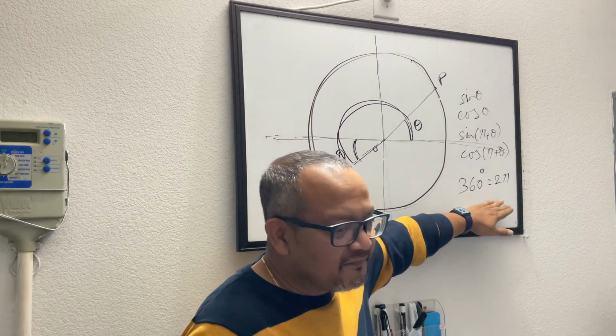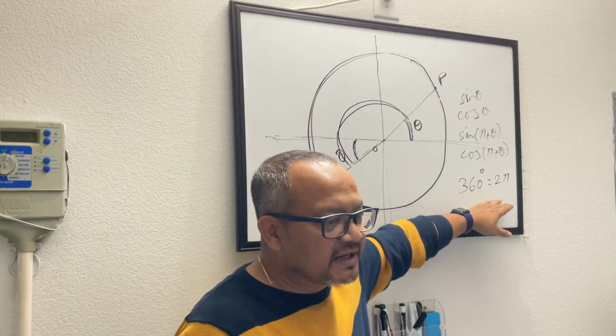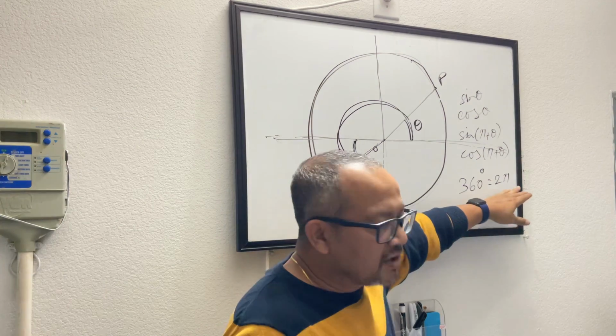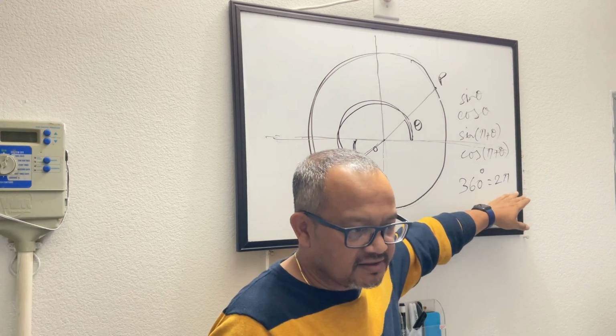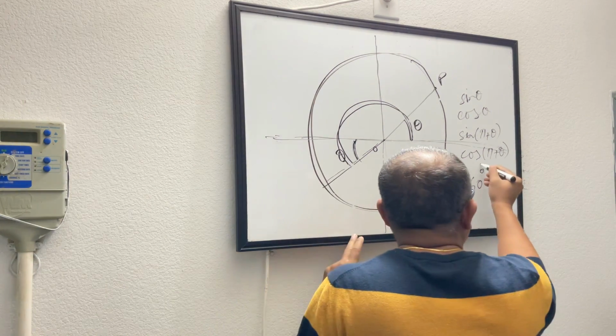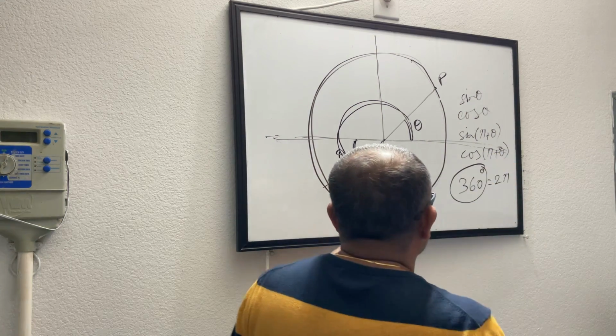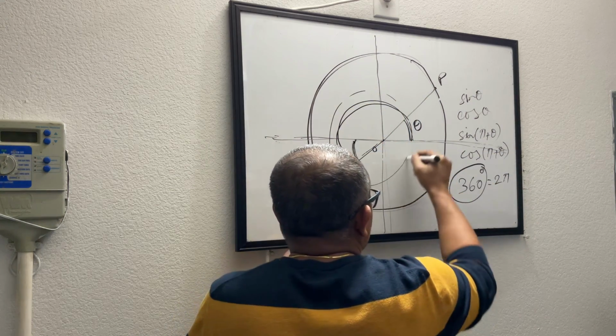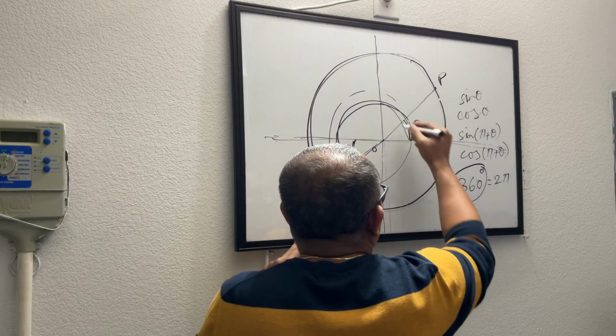In the same way, when you measure angles, you can measure that in degrees, or you can measure that in radians. So this measurement is in degrees, 360 degrees. If you look at the entire angle from here to here, this is 360 degrees. So every quadrant is 90 degrees.